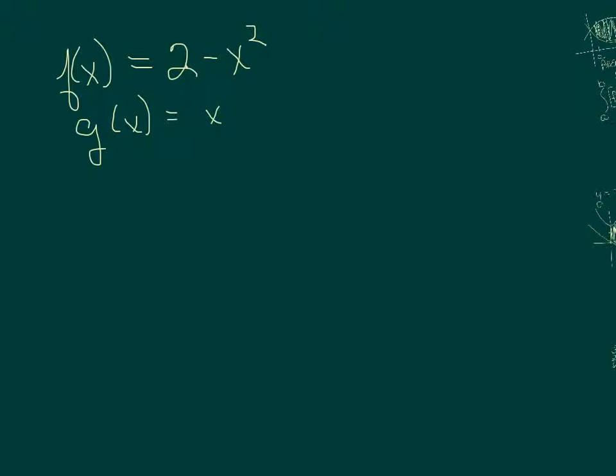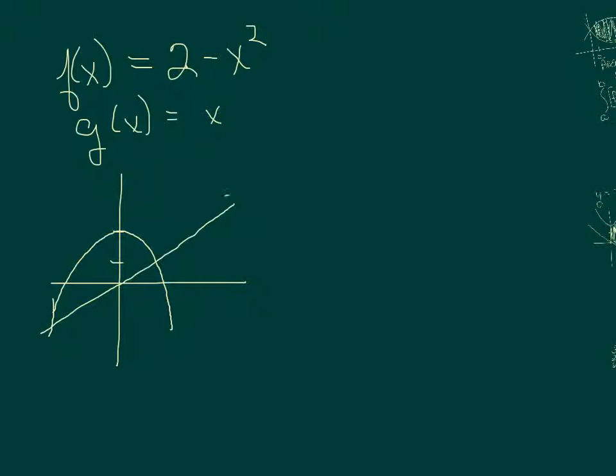Again, this one's pretty easy to graph. 2 minus x squared just means that that's the parabola flipped upside down, so it's going to look something like this. And y equals x is going to look something like this. And so the area that we're looking for is from here to here.